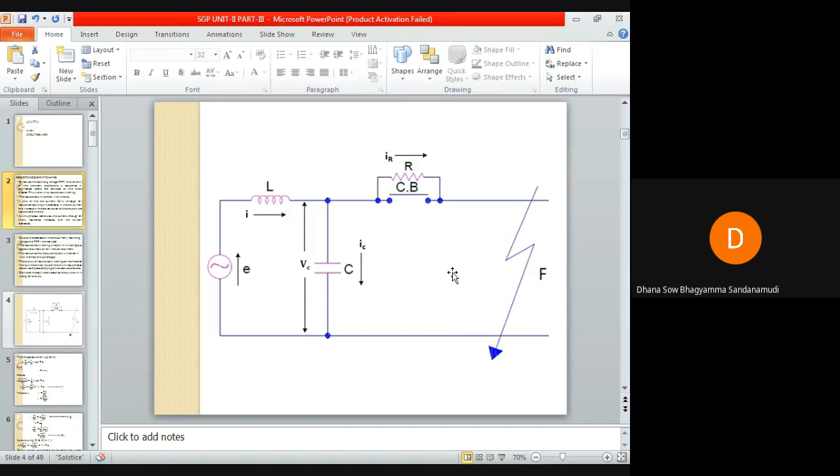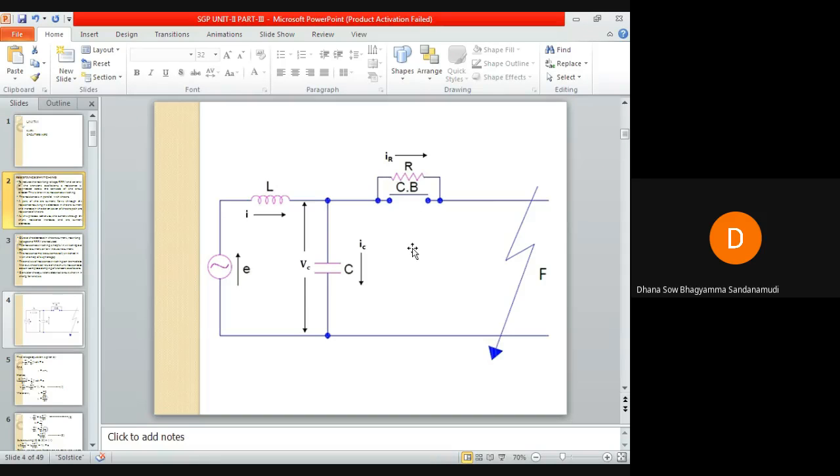So what is meant by resistance switching? To reduce the restriking voltage, rate of rise of restriking voltage, and severity of the transient oscillations, a resistance is connected across the contacts of the circuit breaker. This is known as resistance switching. And if you observe here, this resistor is connected across the contacts of the circuit breaker, means we can say it is across the arc. If the arc is struck between the contacts, this resistance will be parallel to the arc.